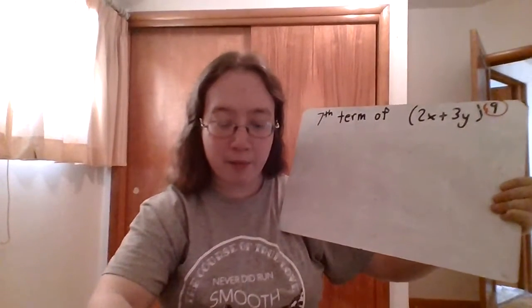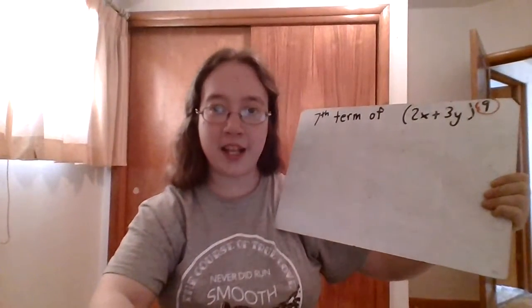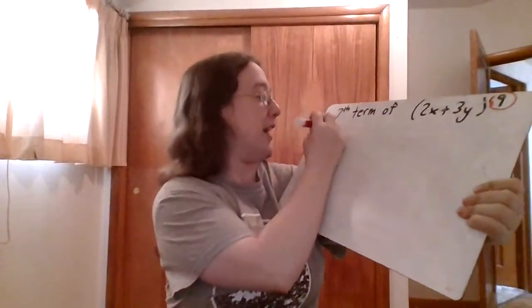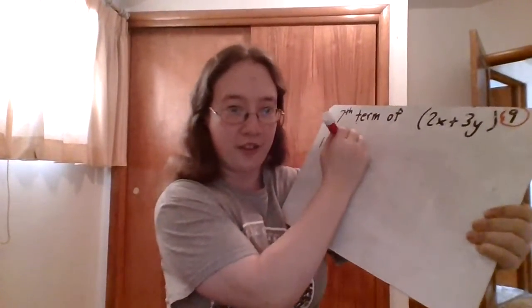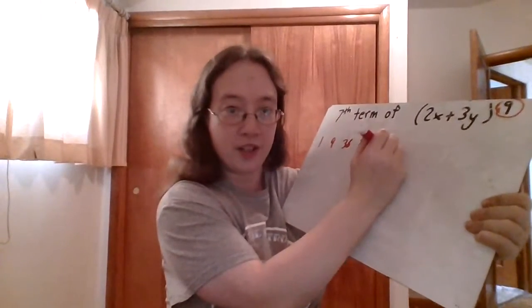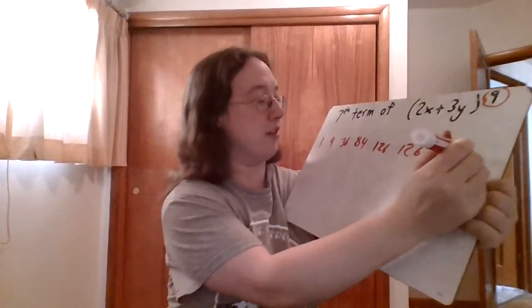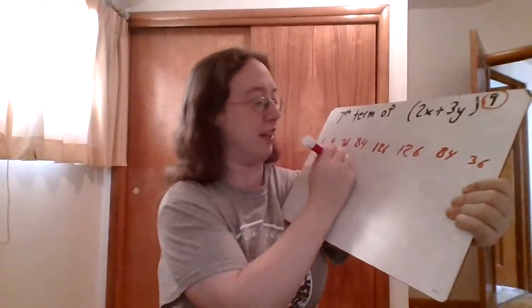And I forgot to keep that up on my screen here. So if you're looking at the 9th row of Pascal's triangle, your numbers are going 1, 9, 36, 84, 126, 126, and then they repeat 84, 36, 9, and 1.